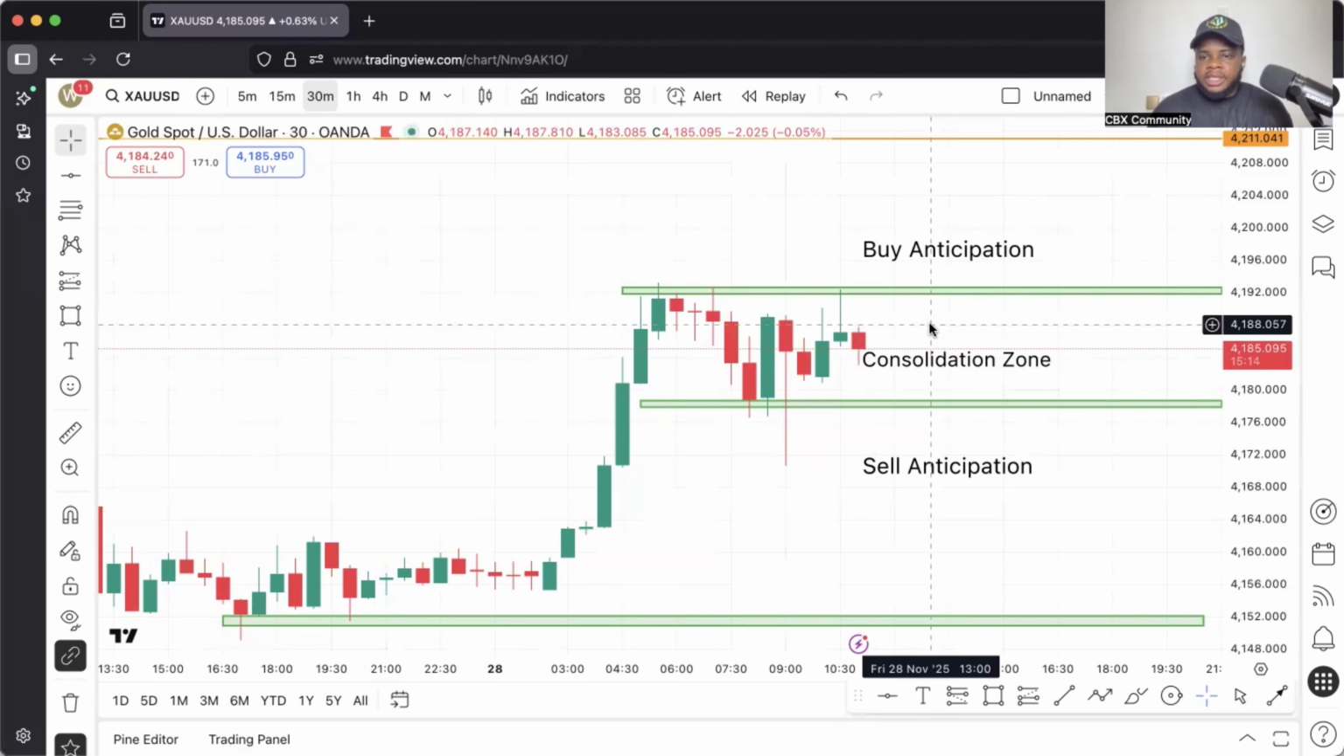The most important thing is for us to be able to manage our risk, even though we have a trading plan, and the trading plan says that we need to risk this percentage and this percentage. But the most important thing is just for us to know how to manage our risk.